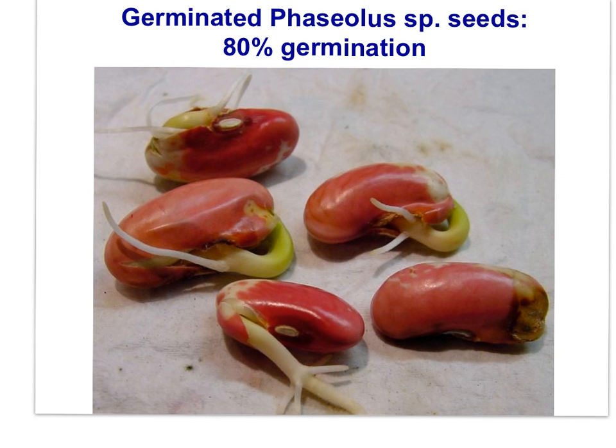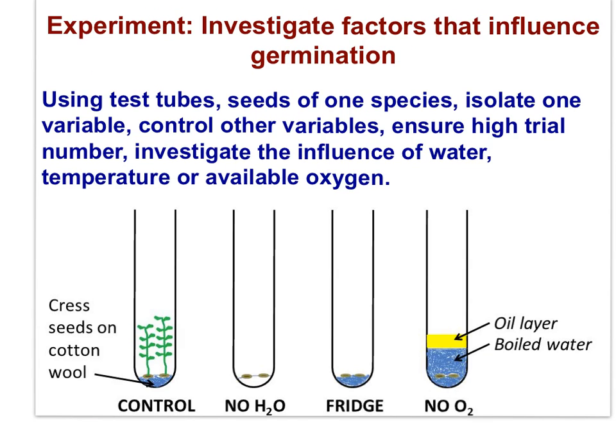In this photo, we can see germinated Phaseolus species seeds. From this data, we would record 80% germination. So could you design an experiment to investigate factors that influence germination? Using test tubes and seeds of one species, could you isolate one variable while controlling other variables, while ensuring a high trial number, and investigating the influence of water, temperature, or available oxygen on the germination of your chosen species?